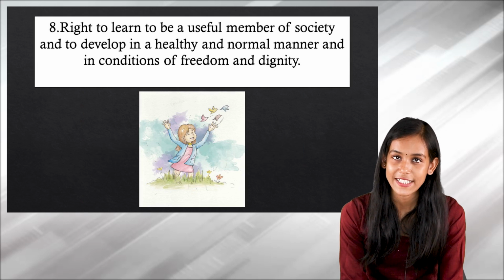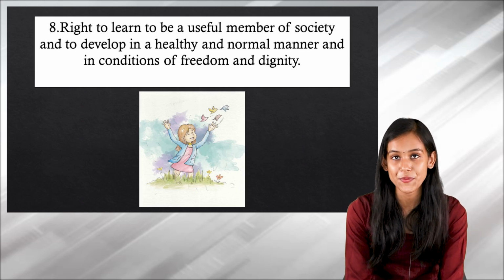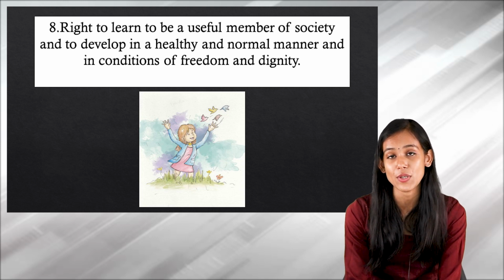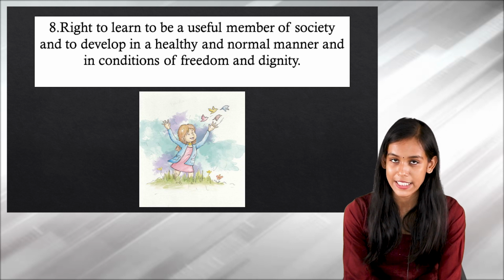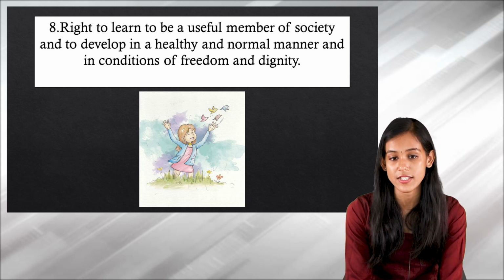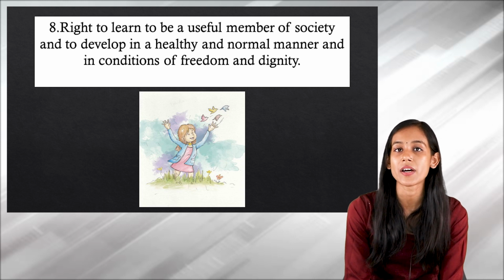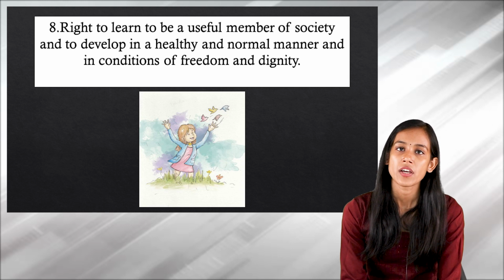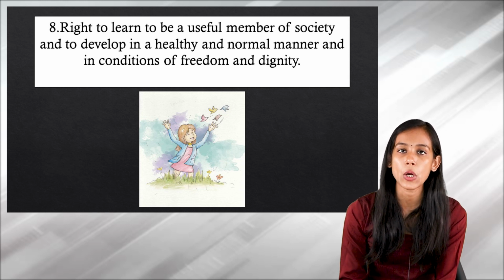The next right is the right to learn to be a useful member of society and to develop in a healthy and normal manner and in conditions of freedom and dignity. So as an adult, it is our responsibility to teach our children how to become a useful member of society and to develop in a healthy and normal manner.